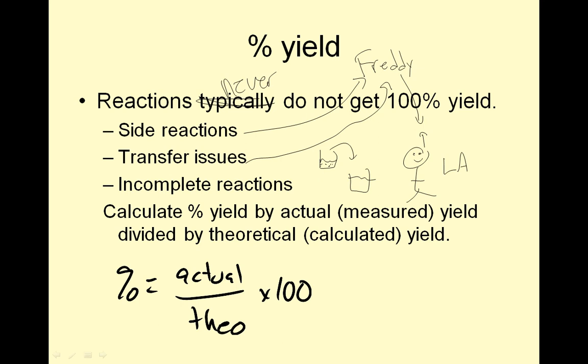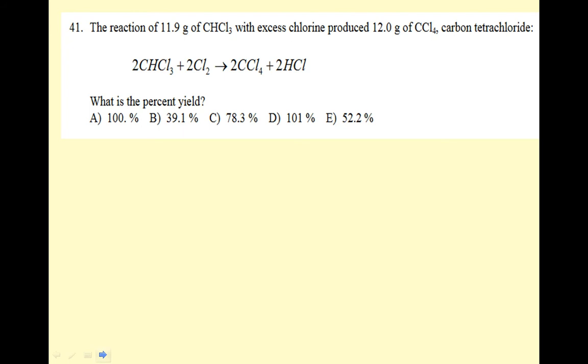Calculate percent yield by actual measured yield. That means a lab result divided by the theoretical calculated yield. Actual over theoretical times 100. The reaction of 11.9 grams of CHCl3 with excess chlorine. Now, excess chlorine, the excess part means I don't have to do a limiting reactant problem. So I have 11.9 grams of CHCl3, and it produces 12.0 grams of CCl4. That's how much you really got.